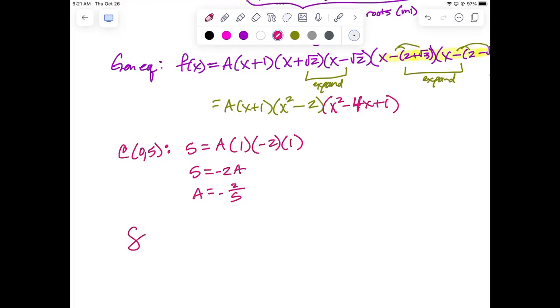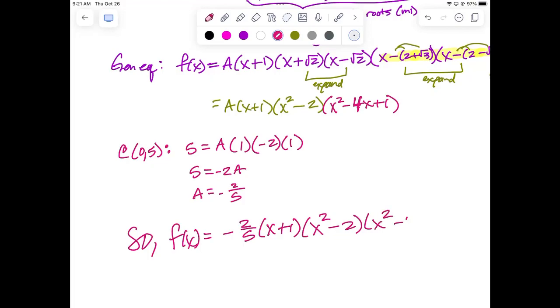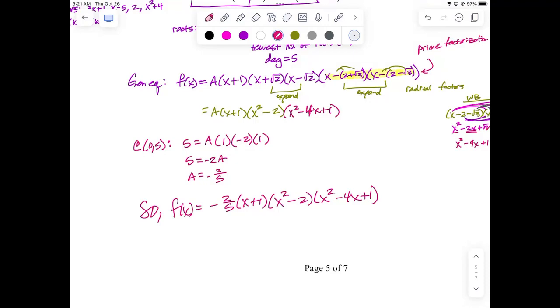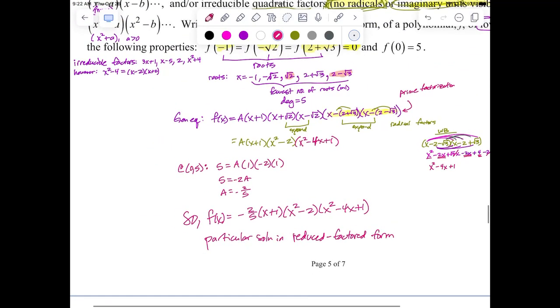All right, so we need the transitional word, right? So, or therefore, or consequently, now we rewrite it as f of x equals negative 2/5 times x plus 1 times x squared minus 2 times x squared minus 4x plus 1. And there it is. That's the particular solution in reduced factored form. Not the prime factorization, but in reduced factored form. The pretty version.